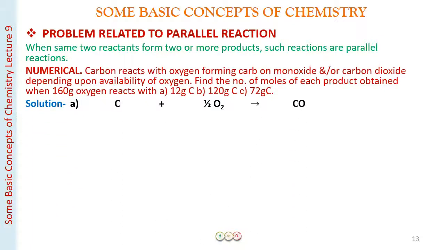So we have carbon combining with half a mole of oxygen to form carbon monoxide. So at T0, what you are given is 1 mole of carbon and 5 moles of oxygen. Where has this 5 come from?